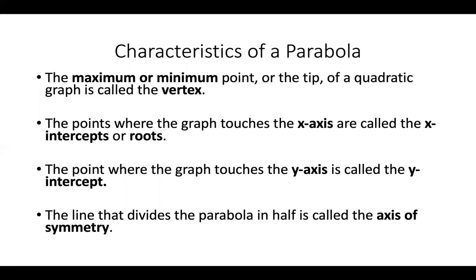And the line that divides the parabola in half is called the axis of symmetry. And if you recall from maybe earlier math courses, you've heard that word symmetry. The line of symmetry or axis of symmetry is a line where you fold a shape or a graph along that line, and the halves mirror each other and completely overlap. So these are all the words that you need to know for this topic.